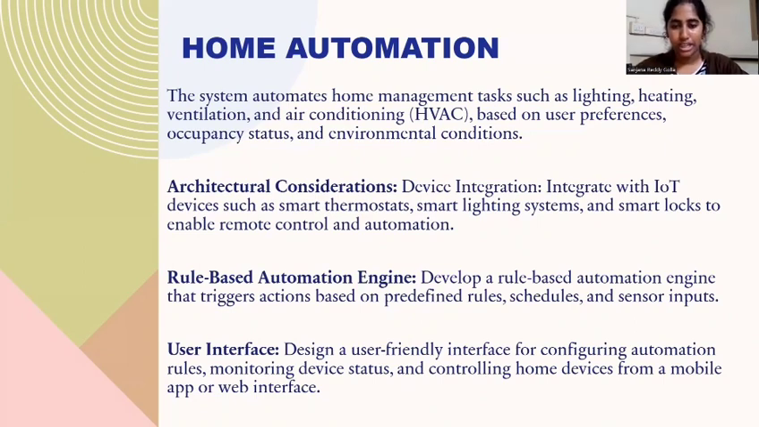If we go through the architectural considerations, we'll have device integration, a rule-based automation engine, and the user interface. Device integration is what is meant by integration: you have to add up all the things, whatever work you have done in parts, and integrate all of them at the end. So it includes whatever you have done till now, all those parts like the smart thermostats, smart lighting systems, and smart locks.